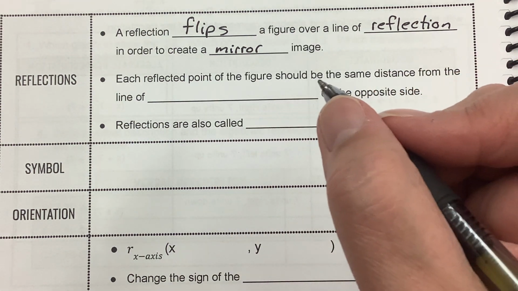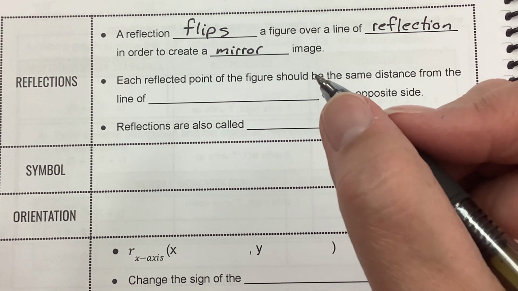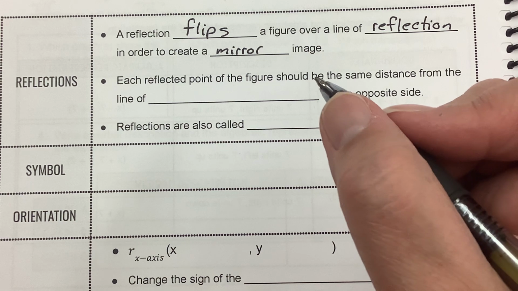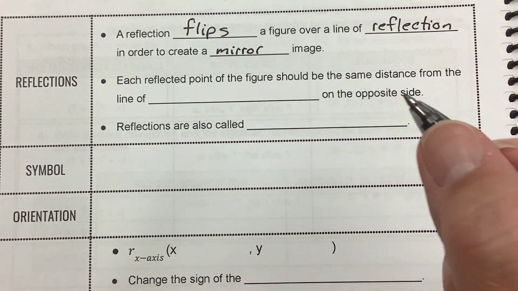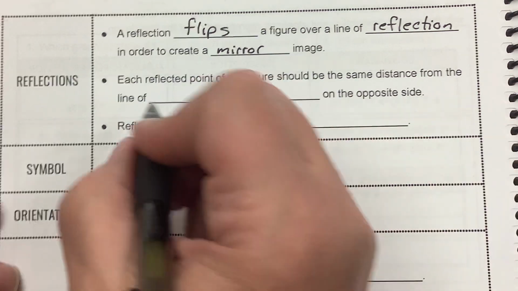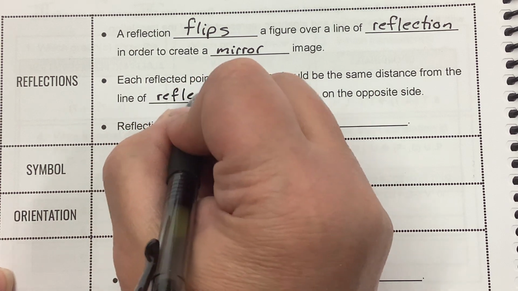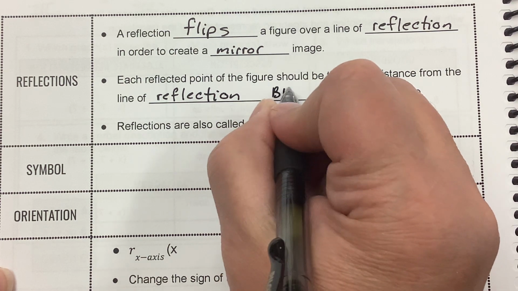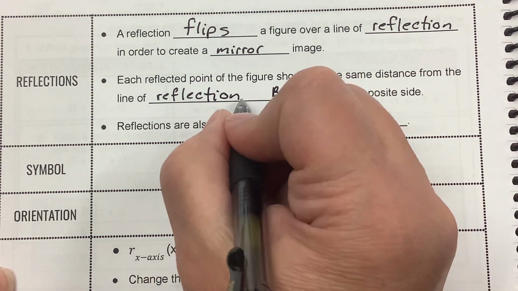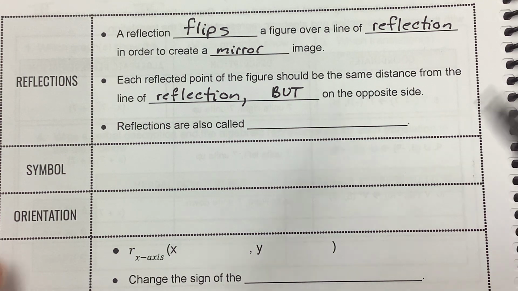If you raise your hand in a mirror, say you raise your right hand, the reflection you see is raising their left hand. So take a look in a mirror and see that sometimes. It's kind of interesting. Each reflected point of the figure should be the same distance from the line of reflection. But, big but, on the opposite side. So it's going to be the same distance to the line, but the opposite side.